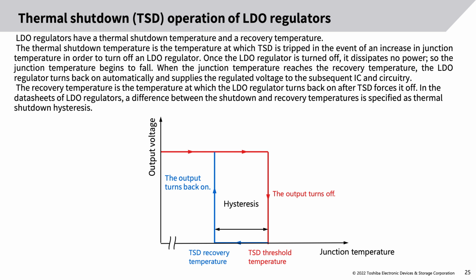Once the LDO regulator is turned off, it dissipates no power, so the junction temperature begins to fall. When the junction temperature reaches the recovery temperature, the LDO regulator turns back on automatically and supplies the regulated voltage to the subsequent IC and circuitry. The recovery temperature is the temperature at which the LDO regulator turns back on after thermal shutdown forces it off. In the datasheets of LDO regulators, a difference between the shutdown and recovery temperatures is specified as thermal shutdown hysteresis.